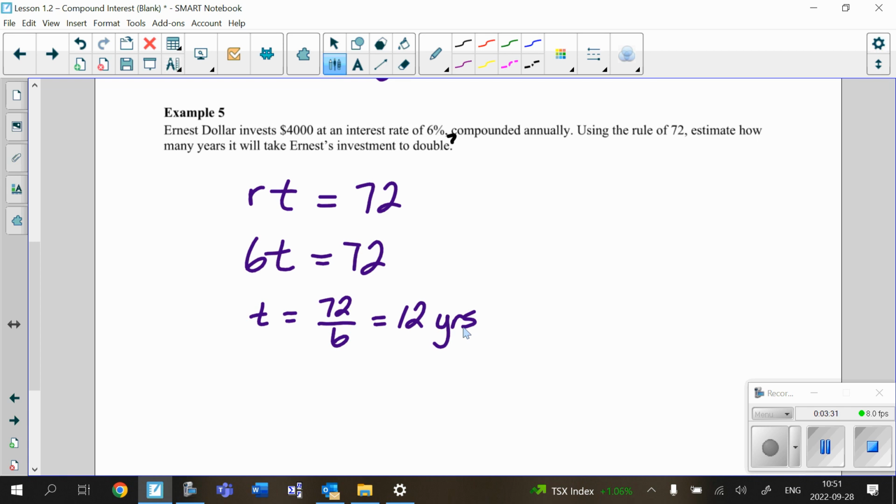That's all we use this for. It's just a rough idea to see what happens to your investment. If you want to know exactly how much you're going to make, that's when you use the compound interest formula. Okay.